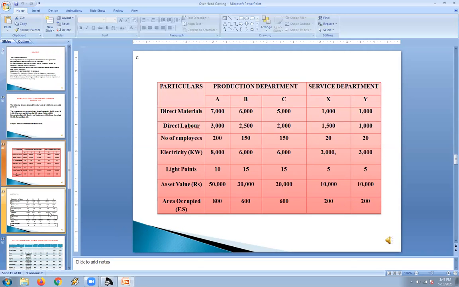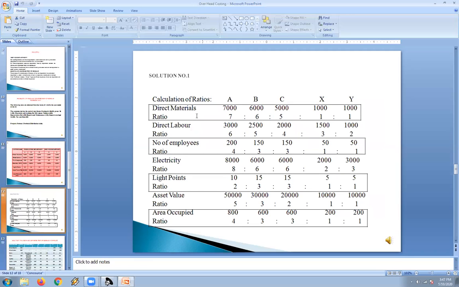And the next thing is that before going to allocate or apportion, we have to calculate the ratios for the values in the table. For the direct materials, the values in the table are 7,000, 6,000, 5,000, 1,000, 1,000. So we should bring it to the lowest value. Here we are removing all the 3 zeros, and then we get the ratio, that is 7:6:5:1:1.